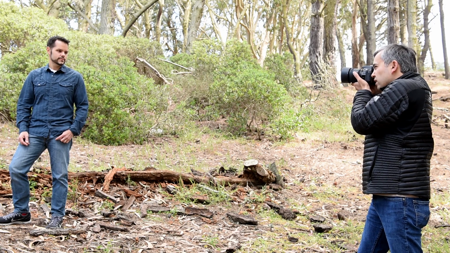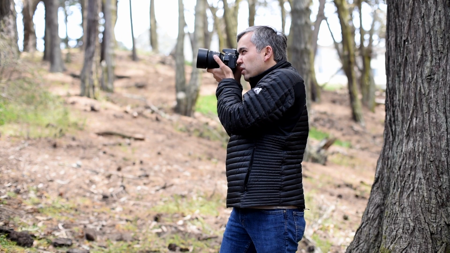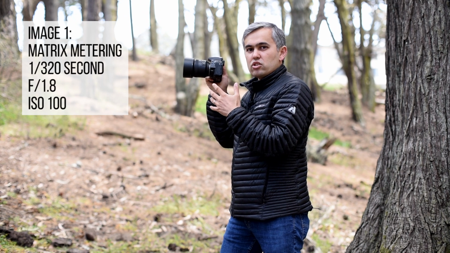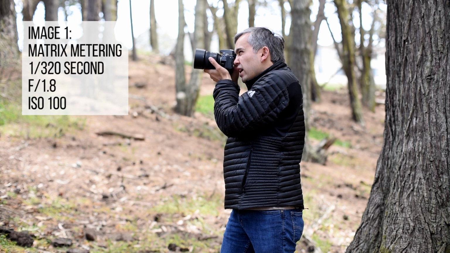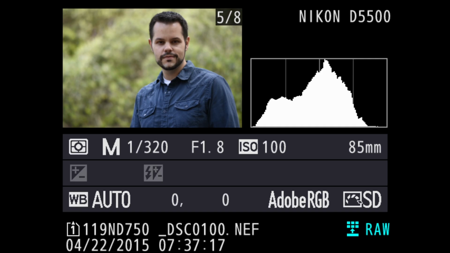So for this shot, my camera is saying in matrix metering that 1/320th of a second is good. I'm shooting at 1.8. So let's go ahead and take that first shot. All right, so looking at the histogram, this is a good example of what I call a good histogram. And if you look at it, the image itself, first of all, looks really good. The back is not blown out. We're preserving all the details. Everything is looking good as far as the image is concerned.